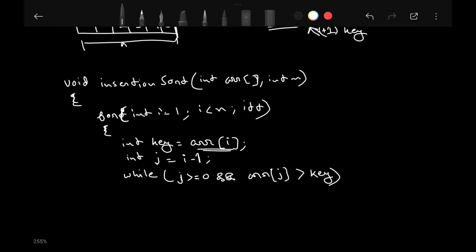Okay, but here, if our key is smaller than arr[j], then we need to perform the shift operation. So it will come within our while loop, and what we need to do is perform the shift.